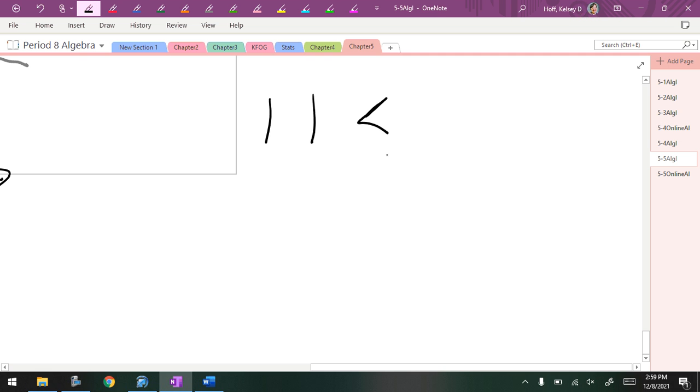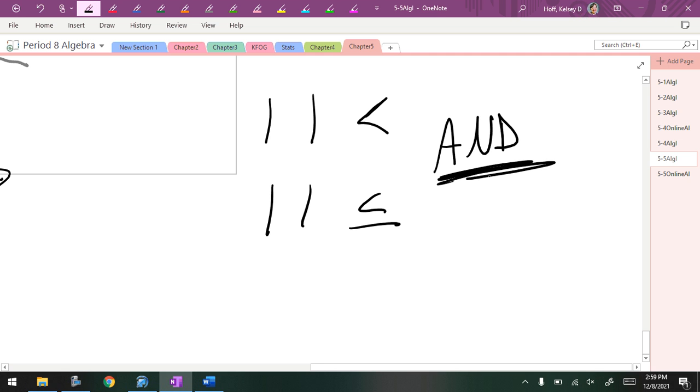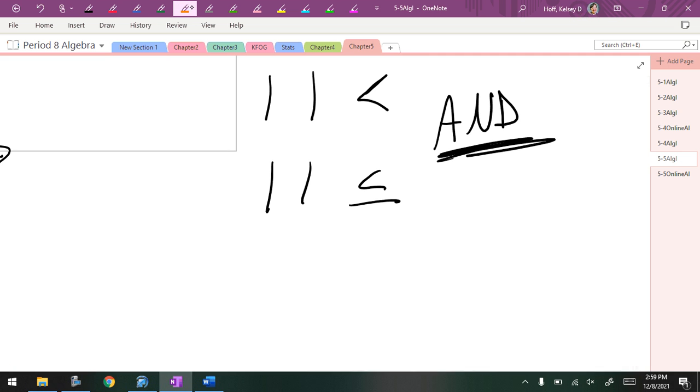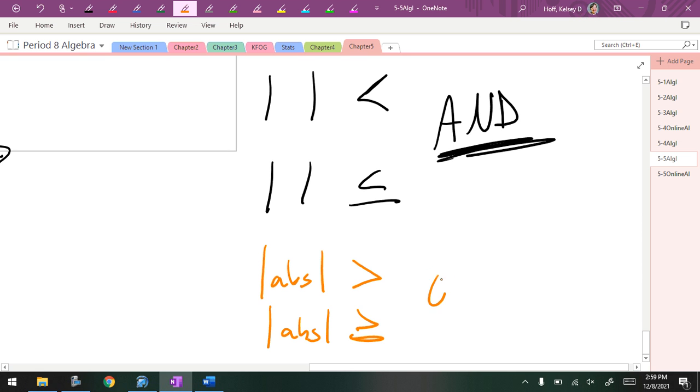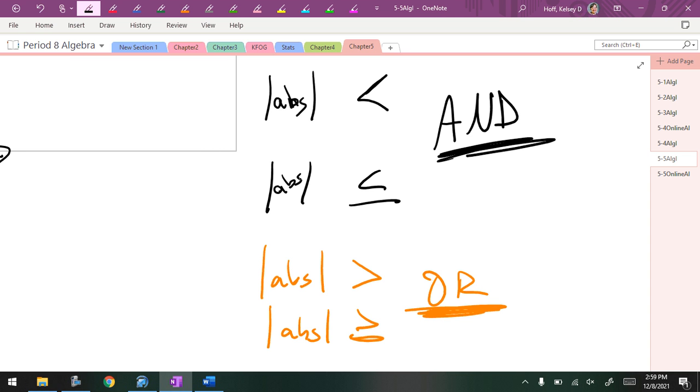Okay? In summary, you need to remember this. Absolute value less than or absolute value less than or equal to are and statements. I don't care where you write this down. Absolute value greater than or absolute value greater than or equal to are or statements. So ultimately, these are going to start as absolute value, but then they're going to turn into compound inequalities like you've been doing the last 2 days.